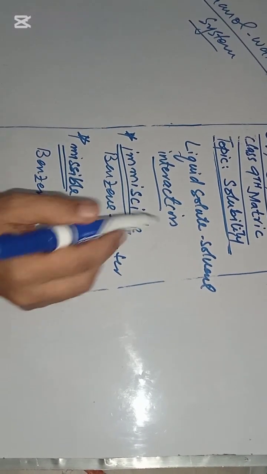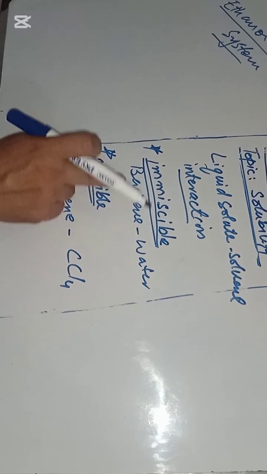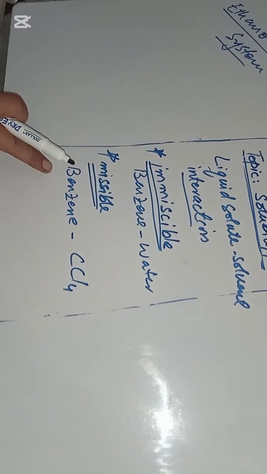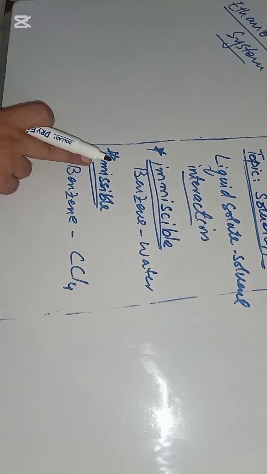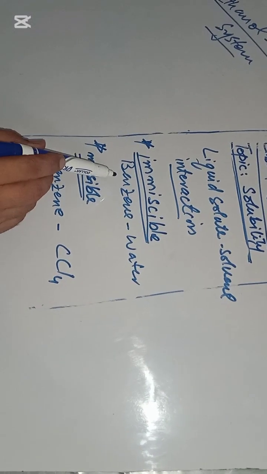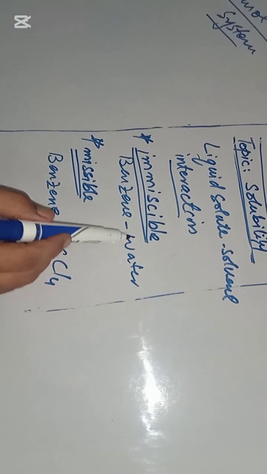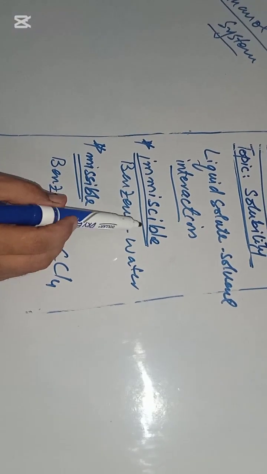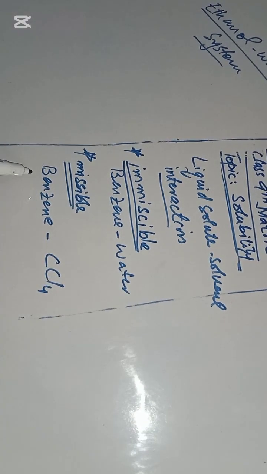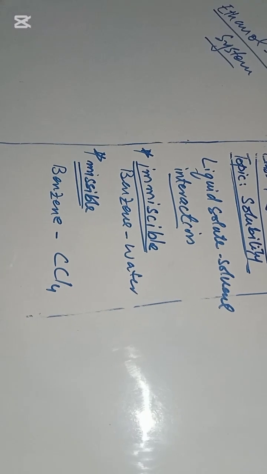Clear? The two liquids which are soluble in each other, which can be freely dissolved in each other, that is called miscible, solvent and solute. And those which are not, like for example, benzene cannot be dissolved in water. So now we will say, as both are liquid, that benzene is immiscible in water, but benzene is miscible in carbon tetrachloride because they can be dissolved in each other.